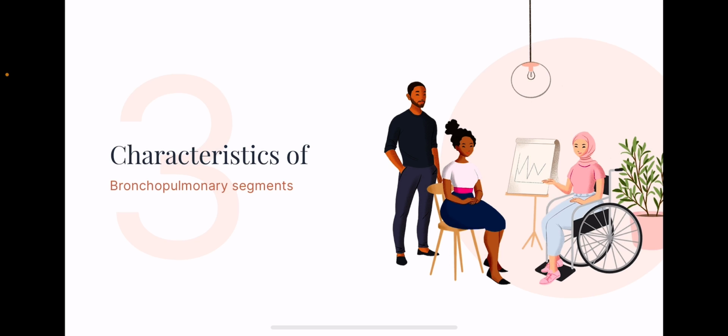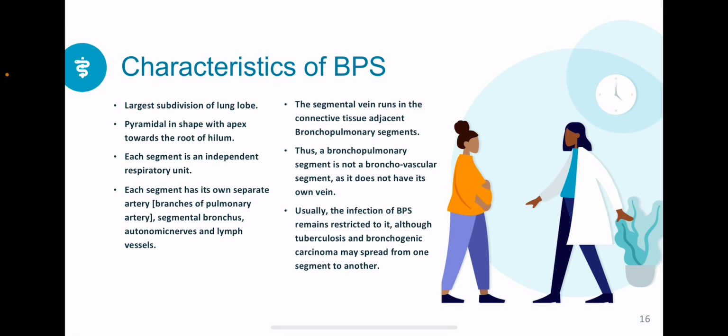We talk about the characteristics of bronchopulmonary segments. The largest subdivision of a lung lobe. Pyramidal in shape with apex towards the root of hilum. Each segment is an independent respiratory unit. Each segment has its own separate artery, branches of pulmonary artery for example, and then segmental bronchus, autonomic nerves, and lymph vessels. The segmental vein runs in the connective tissue adjacent to bronchopulmonary segments. Thus, a bronchopulmonary segment is not a bronchovascular segment as it does not have its own vein. Usually the infection of bronchopulmonary segments remains restricted to it, although tuberculosis and bronchogenic carcinoma may spread from one segment to another.